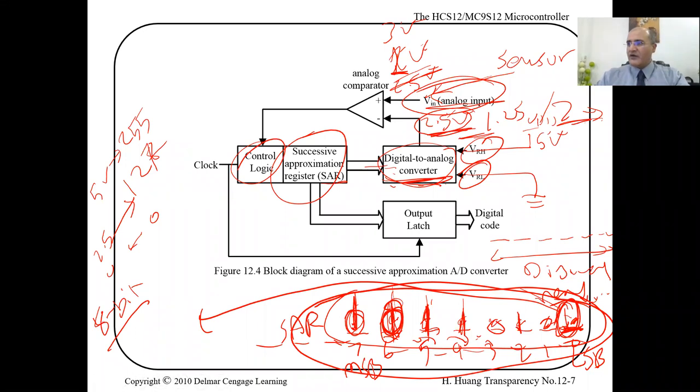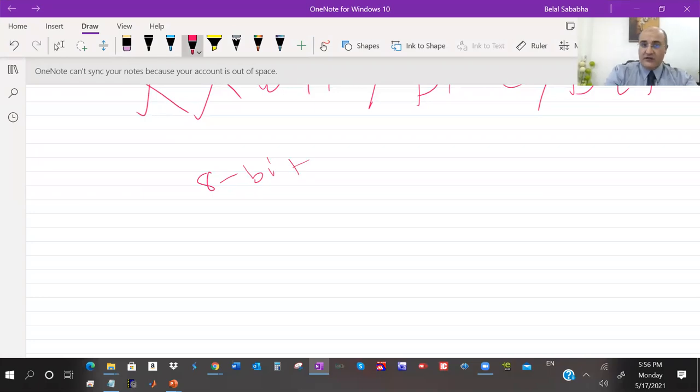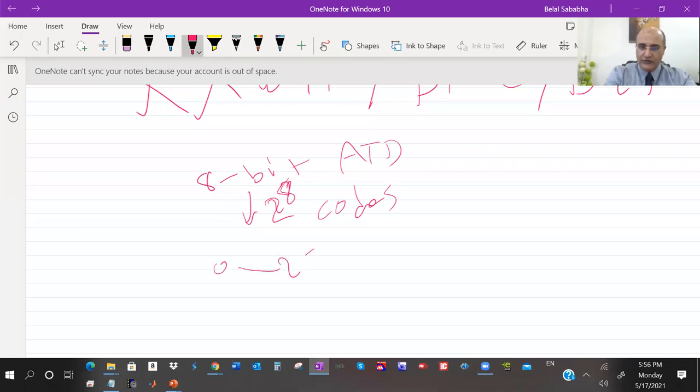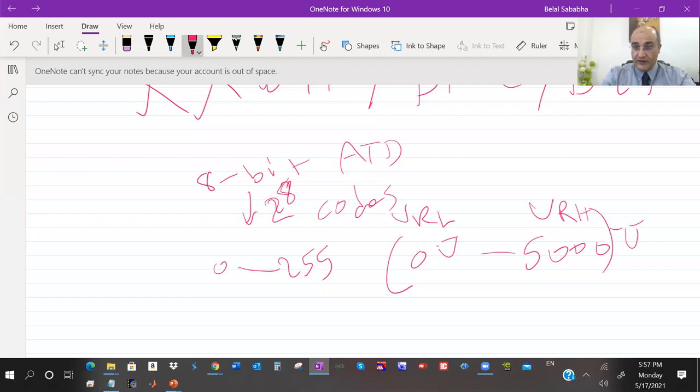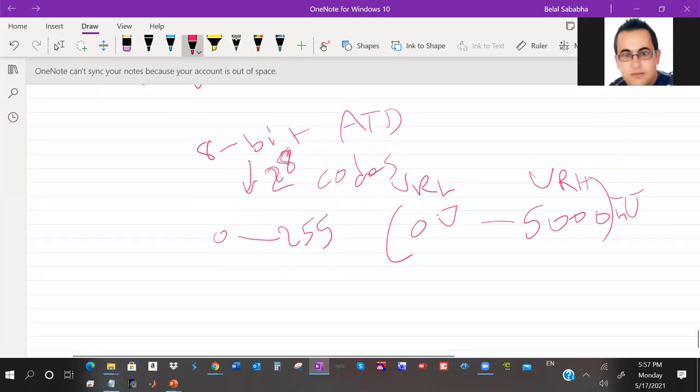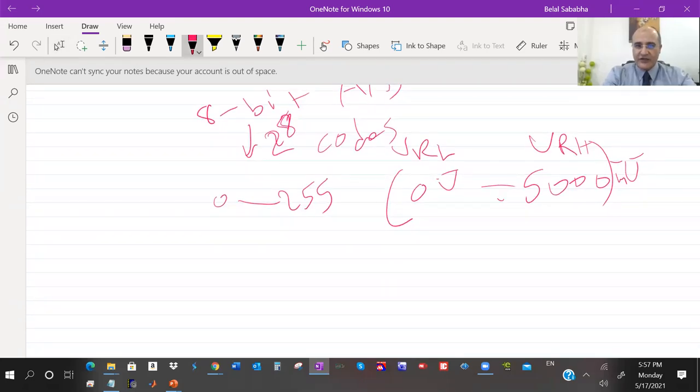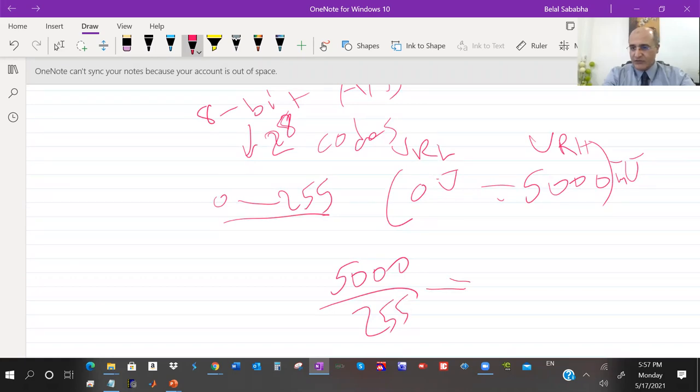So if we're using an 8-bit A to D, then we're talking about 2 to the 8 codes, right? 0 to 255, representing 0 volt to 5,000 millivolts, if this was the voltage reference low and this was the voltage reference high. Then the worst case scenario is that this range is divided by 255, right? So 5,000 by 255. And this is, we said, about 19.5 millivolts. So the worst case scenario is this is going to be the error. Or a little bit less than this.